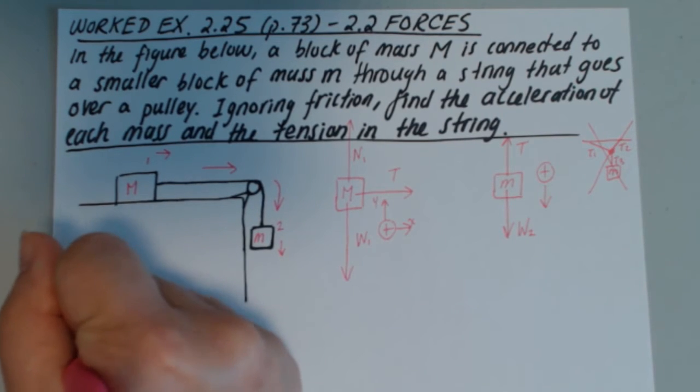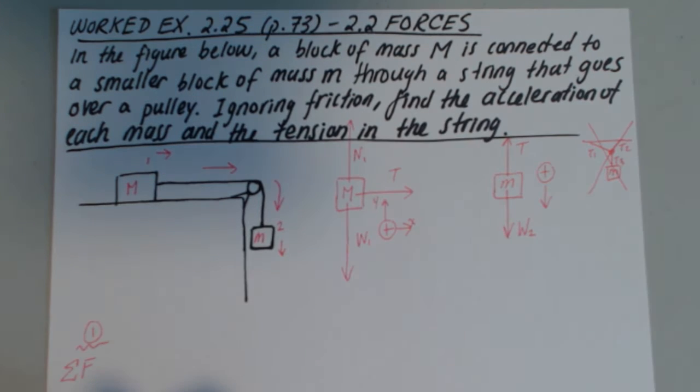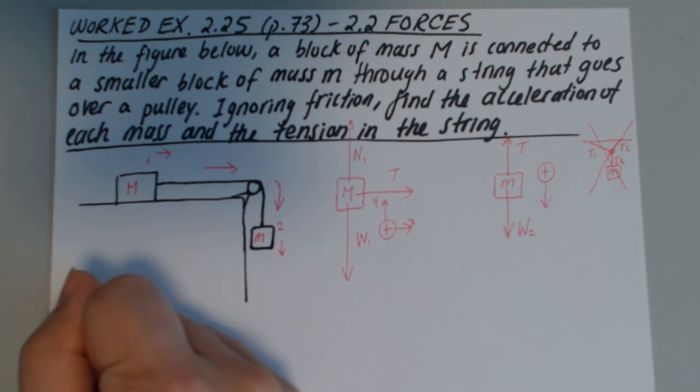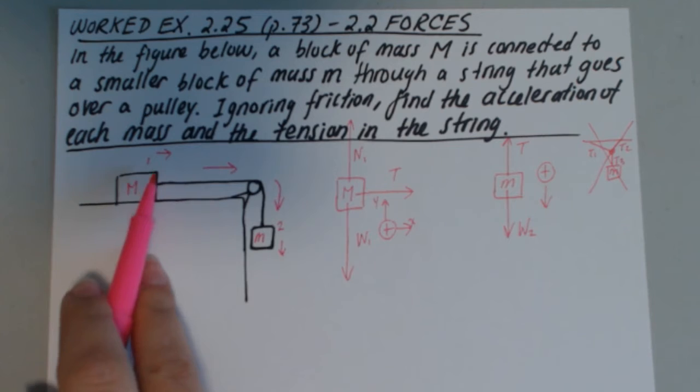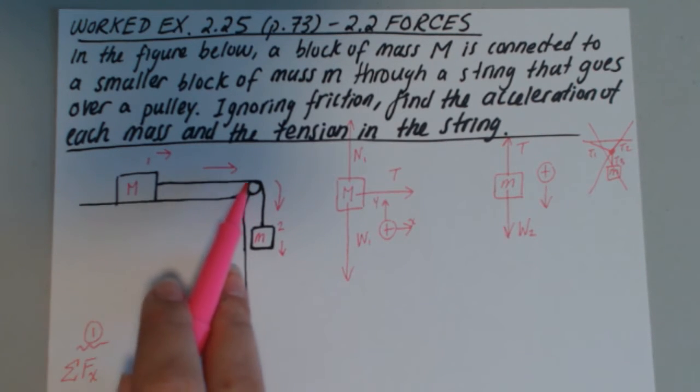So for mass 1, we're going to do the sum of the forces, and we're going to look at the forces in the x direction, because after all, this block is not accelerating up and down as it moves down toward the pulley. It's just sliding constantly.